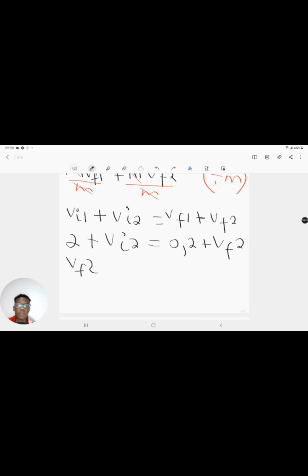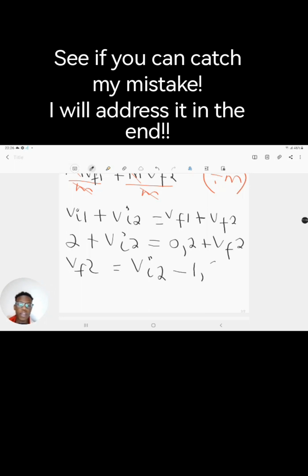So you could make VI2 the subject of the formula. It doesn't really matter, you'll just take longer to solve it. Whichever one you make the subject of the formula, you get to the same answer in the end. So I'm choosing to make VF2 the subject of the formula. That is equal to, so this 0,2 is going to go to the other side and it's going to change its sign. So I'm going to end up with VI2, 2 minus 0,2 is 1,8.